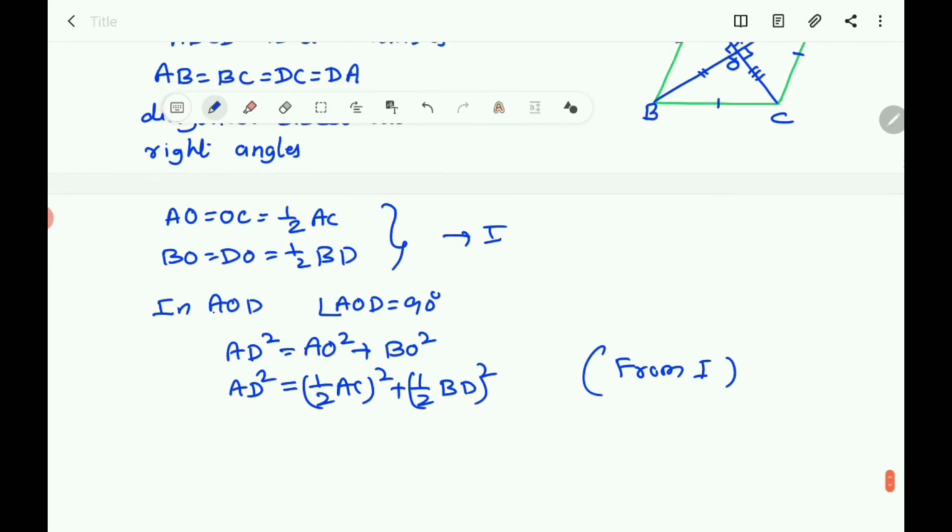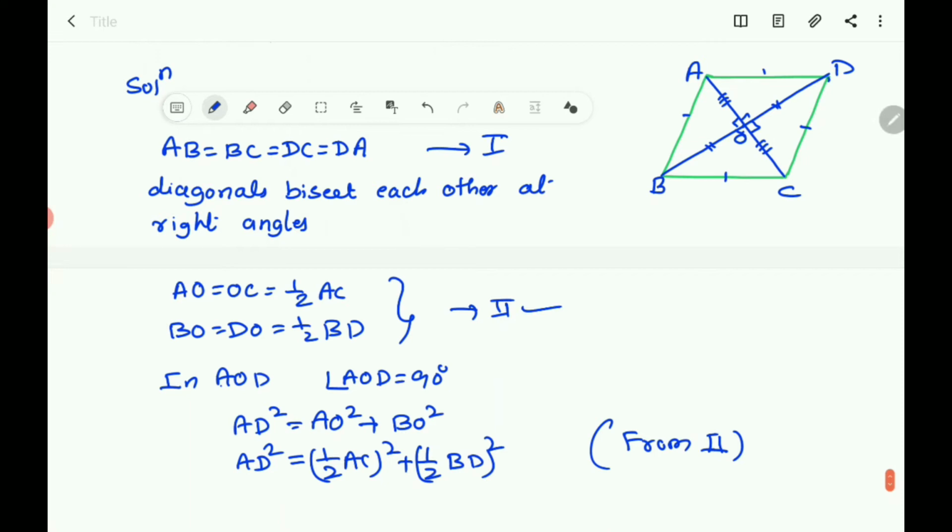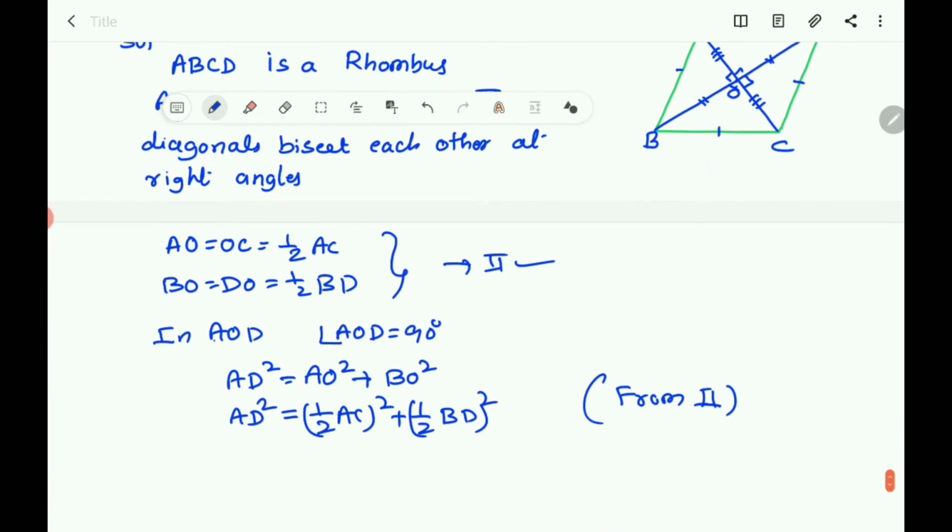Next, there is one more relation that you had: AB is equal to BC is equal to DC is equal to DA, which is also needed here. Let us consider this as second. So from second, you got AD square is equal to half AC the whole square plus half BD the whole square.